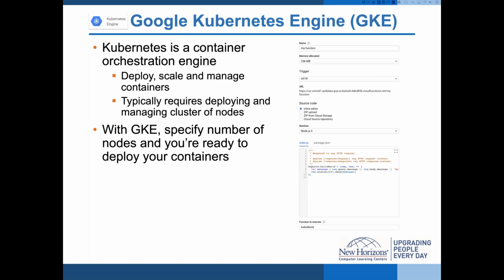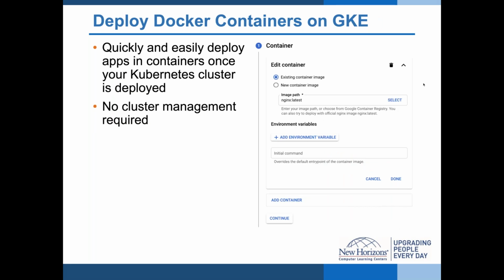Now, here's probably the slide I meant to put, the screenshot I meant to put on the previous page. To deploy your apps in containers once your Kubernetes cluster is deployed. So when you deploy the cluster, you basically just go in there and say, give me a Kubernetes cluster, and it goes off and does it for you. There's no cluster management required. And then you just say, I want to add a new container image, right? Or edit an existing one.